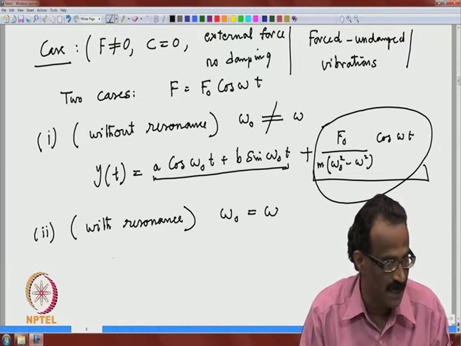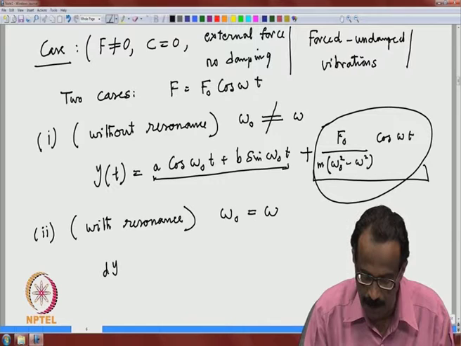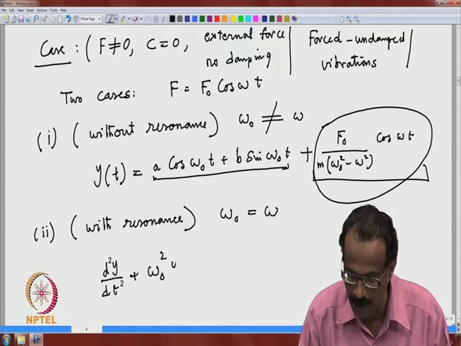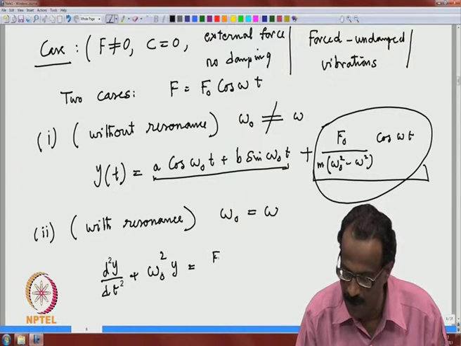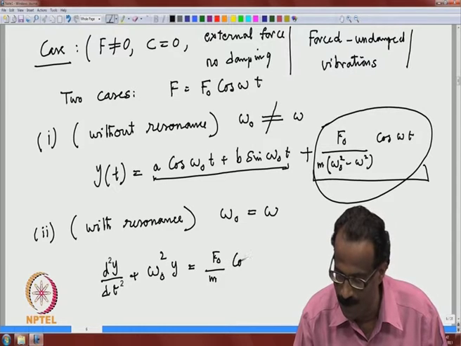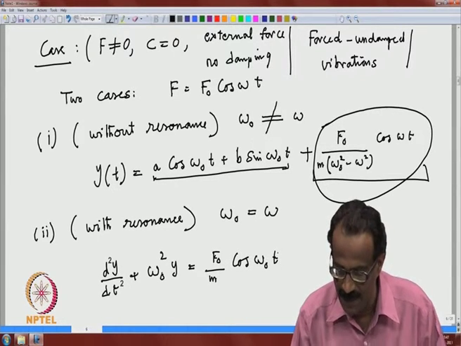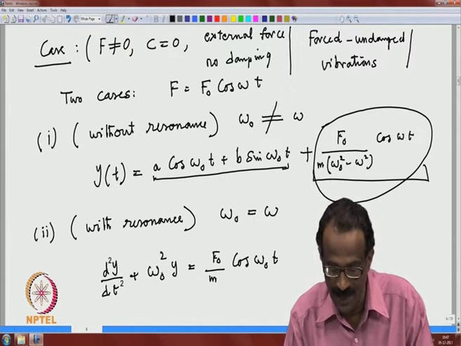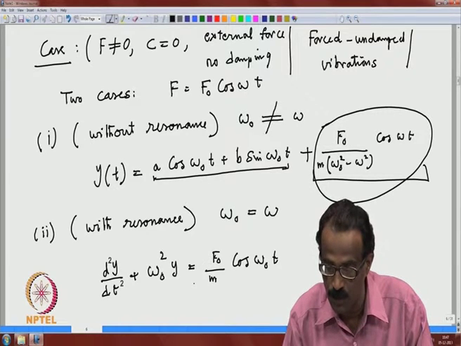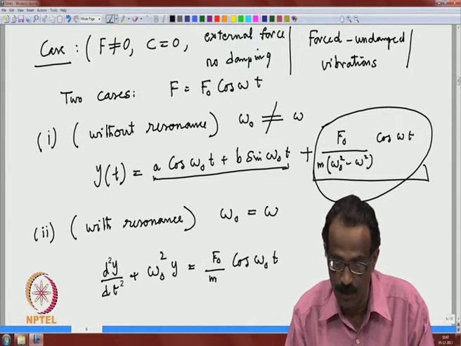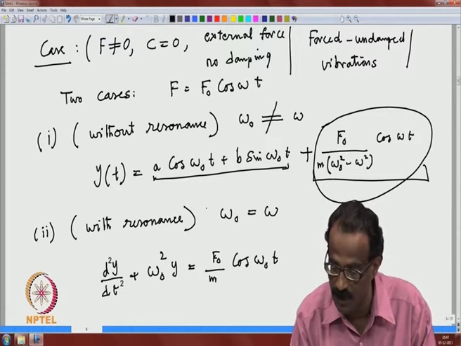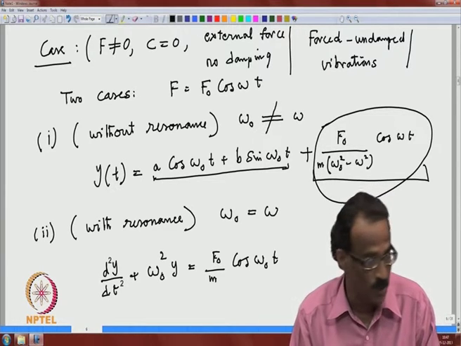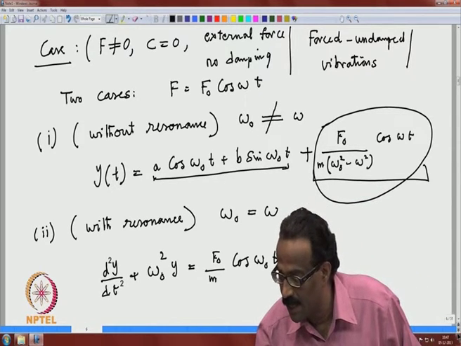So, the equation in this case looks like this: d squared y by dt squared plus omega naught square y is equal to f naught by m cos omega naught t. You have already seen that cos omega naught t is a solution to this one. So, whenever you want to find a solution to this one, anything like cos omega naught t may not work as a particular solution. Cos omega naught t is a solution to your homogeneous equation. So, you have to write the solution in an entirely different way.